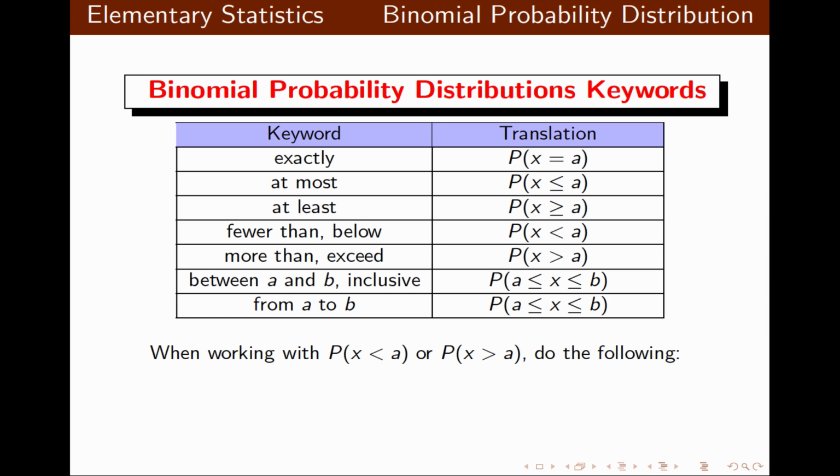Now, when working with the probability that x is less than a or x is greater than a, it's strongly recommended we do the following. For the probability that x is less than a, we do the probability that x is less than or equal to a minus 1. And for the probability that x is more than a, we use the probability that x is greater than or equal to a plus 1. We will visit this in some examples and explain that again.